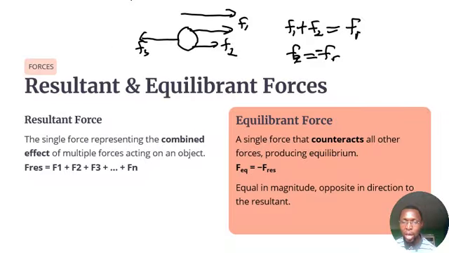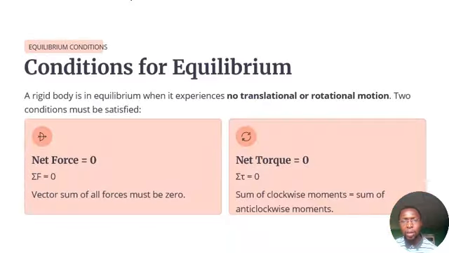So as you can see here, Feq is equal to minus Fr. That is, the equilibrant force is equal to minus the resultant force. So they are equal forces, just like a couple, but they act in opposite direction. Okay, so those are the forces that act in equilibrium of forces that we need to know: the equilibrant force and the resultant force.